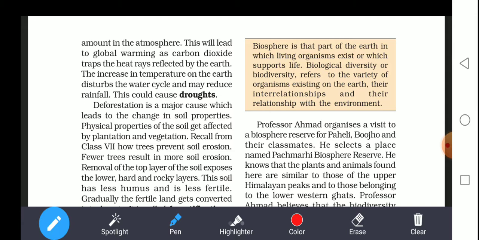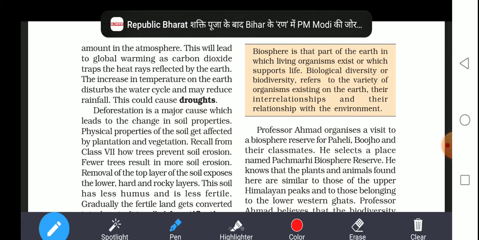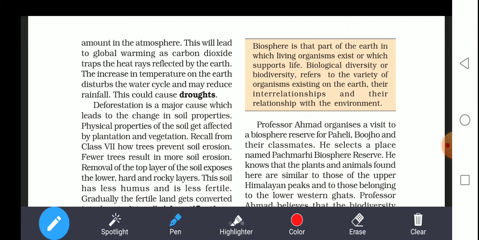If trees and plants are cut down, there will be a rise in carbon dioxide, which leads to global warming. Already I've discussed all of that. So we are interrelated, with a relationship with the environment. We are directly or indirectly related to the environment.